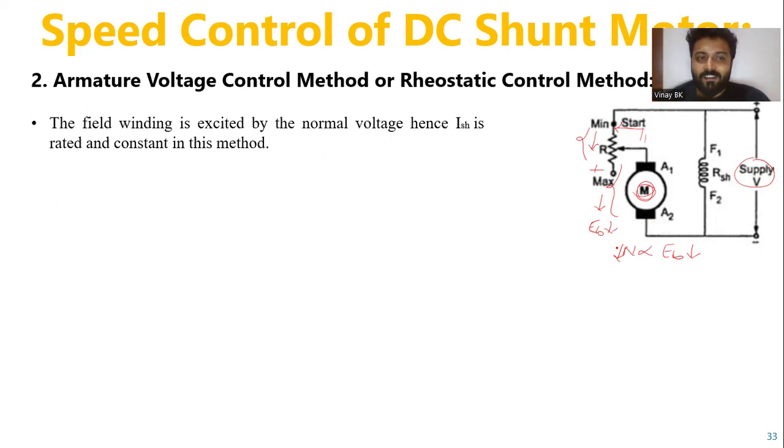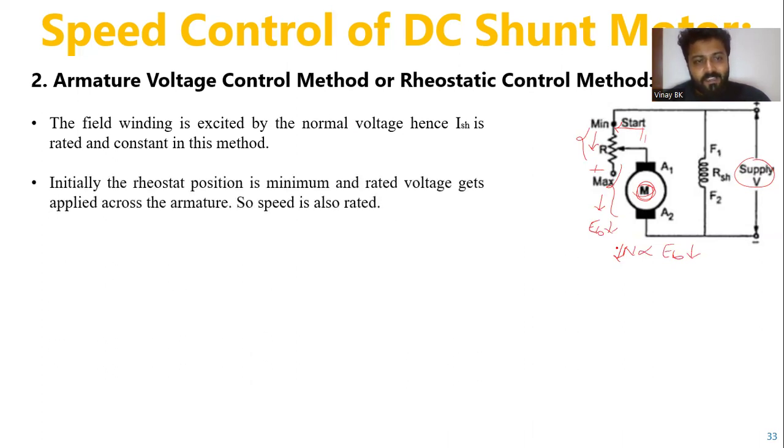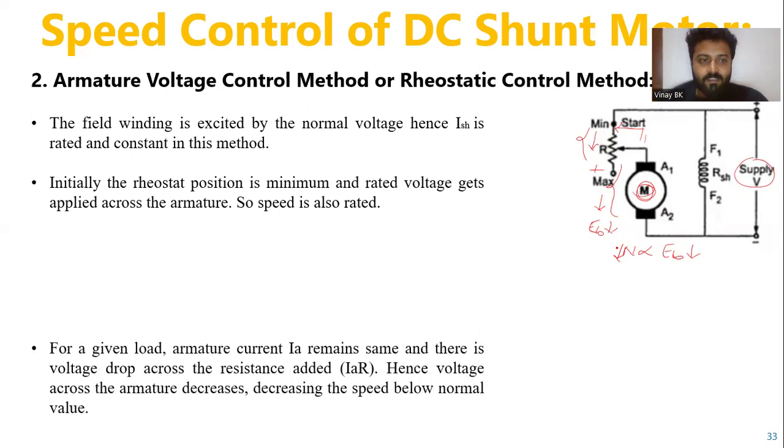You can see here that the field winding is excited by normal voltage, meaning you are not connecting anything to the field winding. If you apply the rated voltage, rated current flows through the field winding, so the motor runs at rated speed. You can call that normal speed. Initially the rheostat is at minimum position, so rated voltage is applied across the armature because there is no resistance. Maximum current flows, and you get the maximum speed, that is the rated speed.